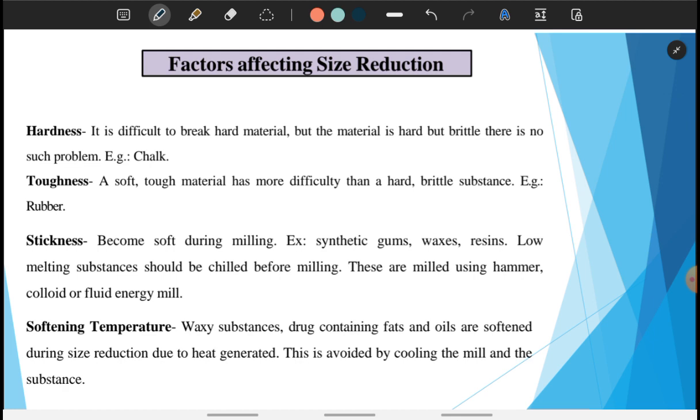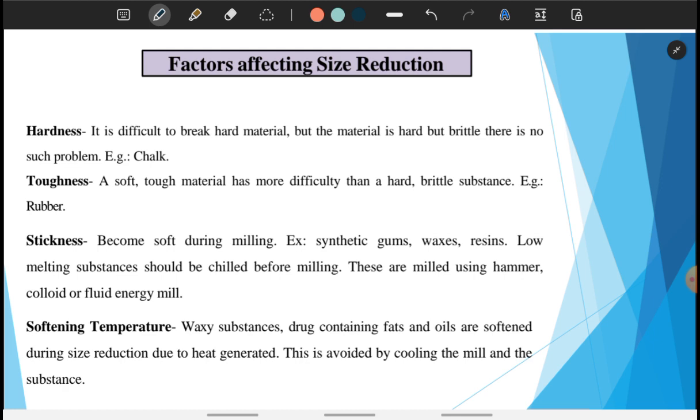You know that it is difficult to break a hard material, but if the material is hard but brittle, there is no such problem. You can take the example of chalk. Chalk is hard, but we can break it easily because it is brittle, it is easily breakable. So it will not cause problems with such materials that are hard but brittle. But some materials are hard and not brittle also, so there is such a problem with that type of material.